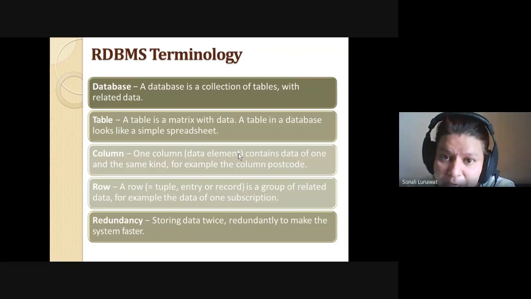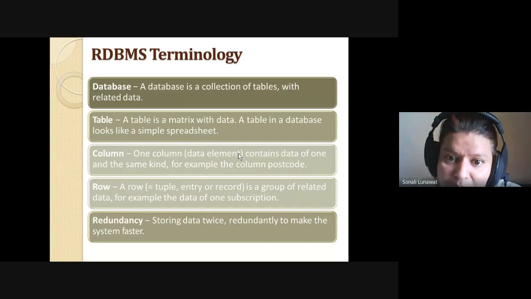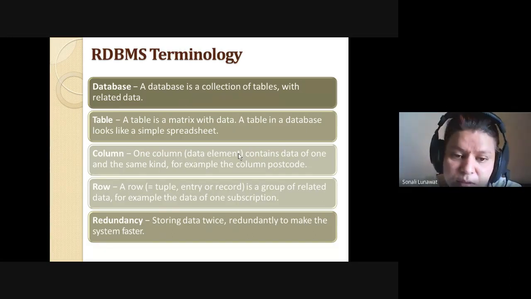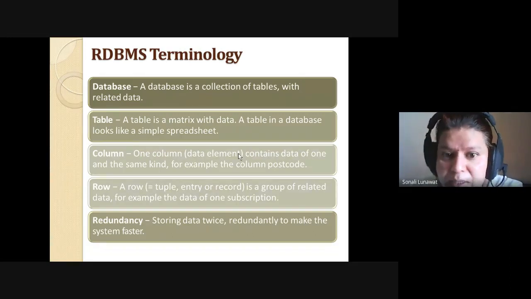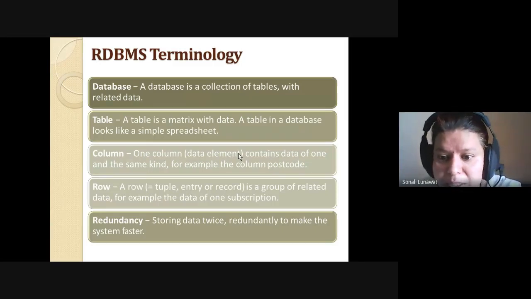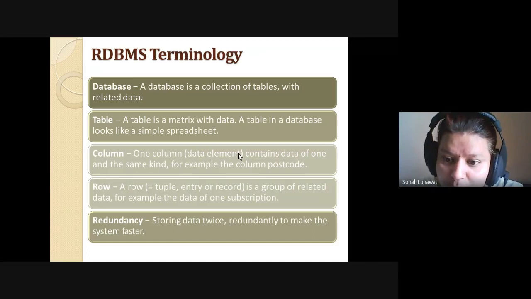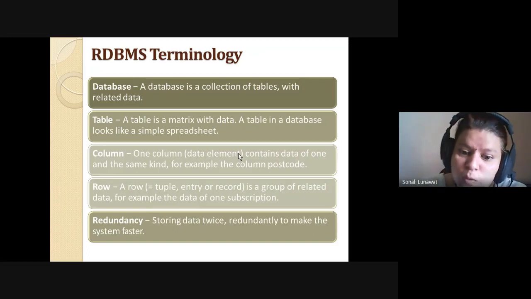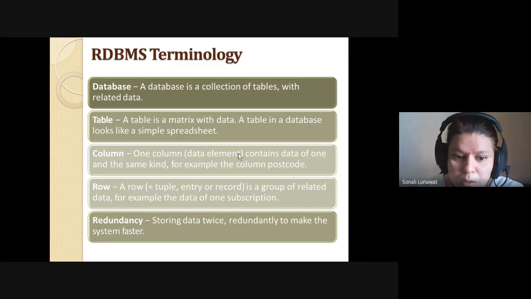Now in RDBMS, meaning the relational database model, RDBMS means only tables. So a database management system has a database, which is a collection of different tables that are related. That makes sense, that it is related. Then a table is nothing but a matrix. A column contains data of one and the same kind. Suppose your column name is roll number, so it should hold roll numbers only. You could not include a name in that column. So that is what a column means.